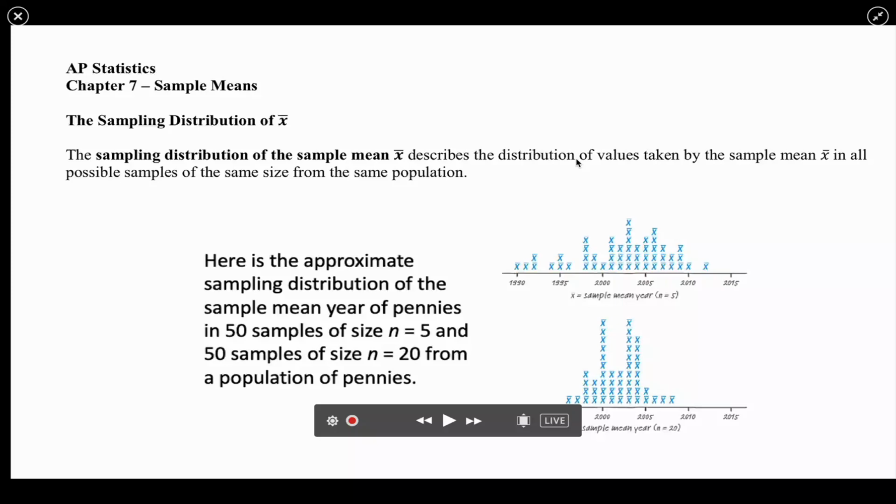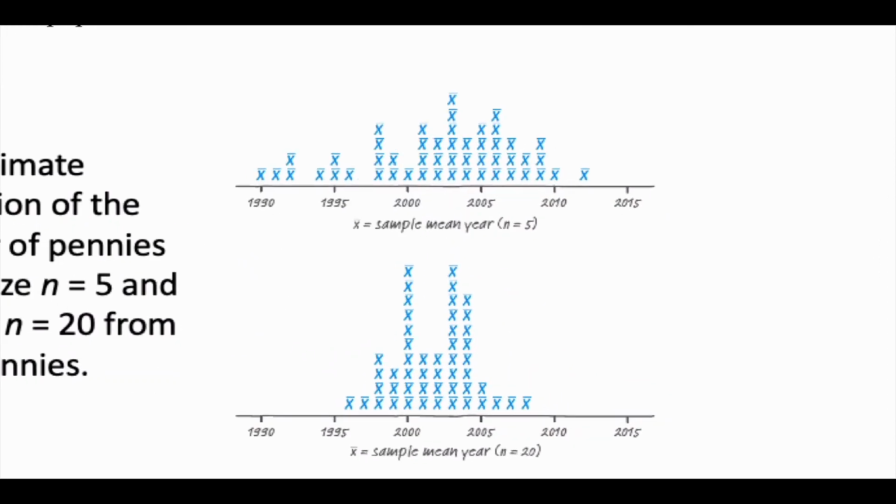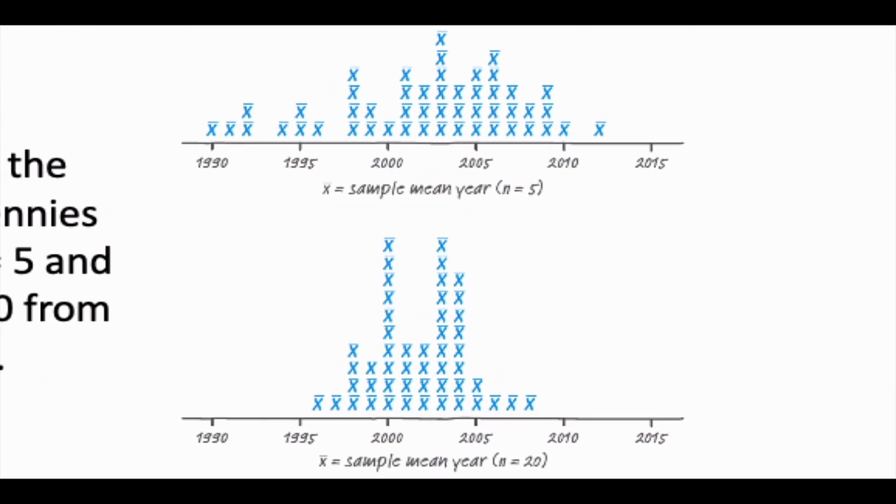Okay, so sample means. Sample means are just like sample proportions, right? The sampling distribution of X bar is kind of like what we did last week with all the numbers. If I was to graph all of those numbers on a dot plot, they'd look like this. The top one is when they took a sample of 5. The bottom one is when they took a sample of 20.